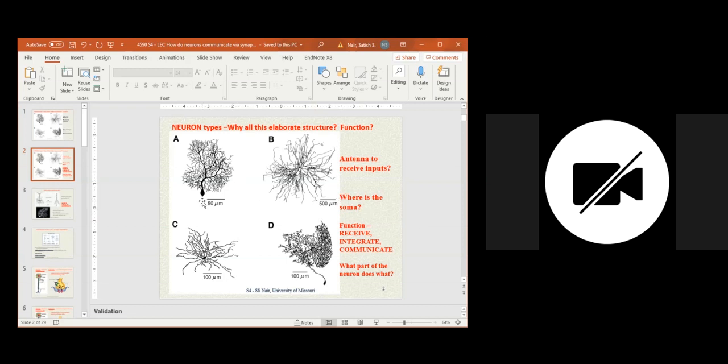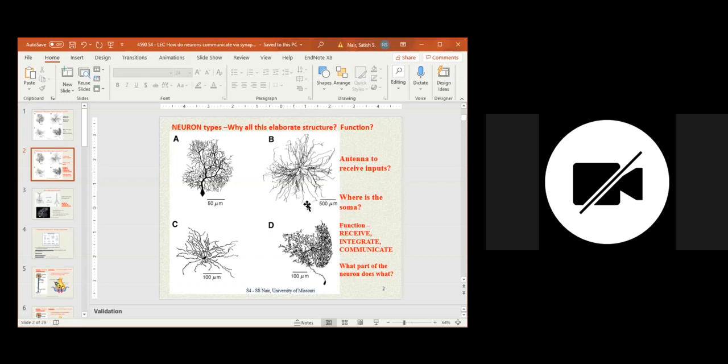Where is the soma in this case? In some, it is very difficult to even identify where the soma is because it's full of dendrites. And soma performs the function of integrating, receiving. So all of this elaborate structure perhaps serves to receive inputs, integrate them, meaning decide what to do with them. If overall excitation is greater than inhibition, that's the meaning of integration. Cell may decide to fire. That's typically what happens in cells.